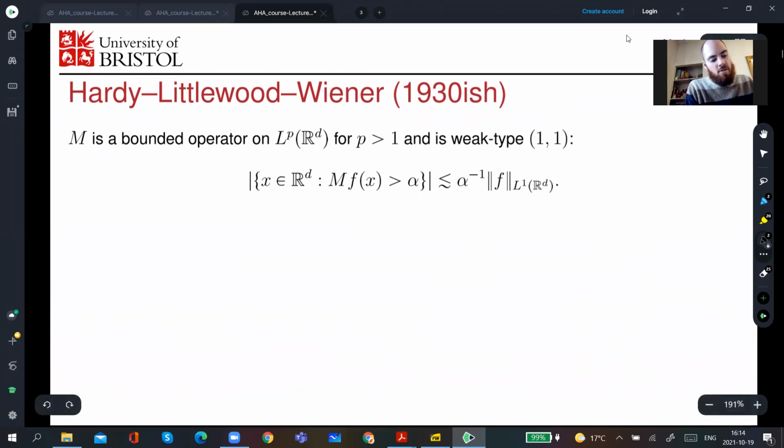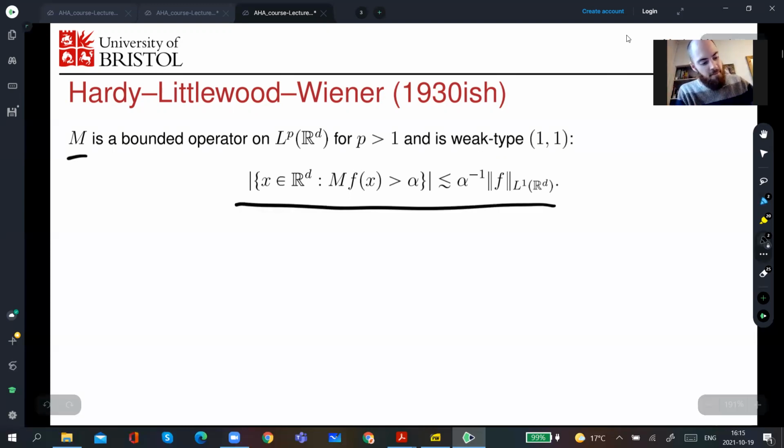Okay. So our main theorem for today is the Hardy-Littlewood-Wiener theorem, which says that M is a bounded operator, right? It's an operator because I started with a function and I spit out another function through this process of looking at all averages and taking the biggest one. This is a bounded operator on L^p spaces for p greater than 1, and it's weak type (1,1). And this is sharp in the range. And this weak type (1,1) inequality is exactly this expression right here.